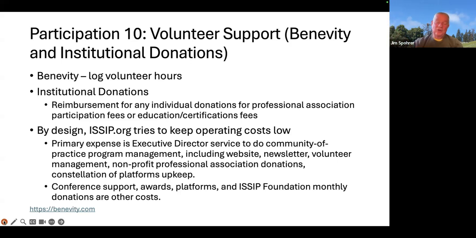Tries to keep operating costs low. Our primary expenses are the executive director that provides the service of community of practice program management, including the website, the newsletter, volunteer management, our nonprofit professional association donation management, and also the management of this constellation of platforms, working with volunteers, of course, and their teams. But also conference support, awards, and the ISSIP Foundation monthly donation. We typically donate $150 to the foundation for long-term sustainability.